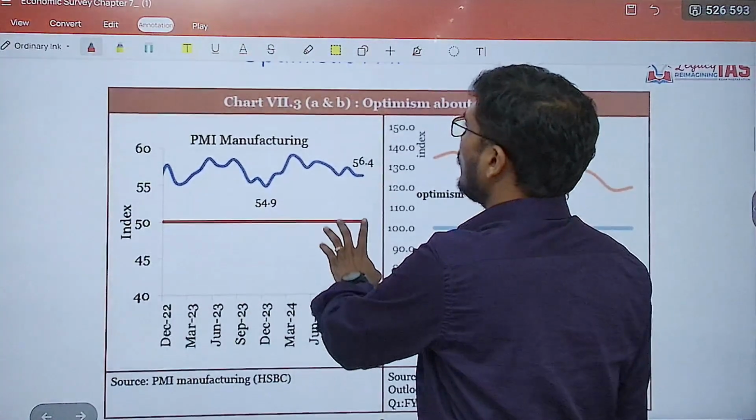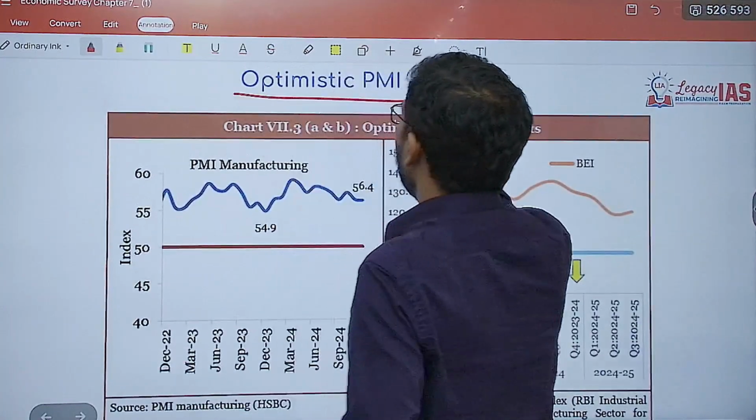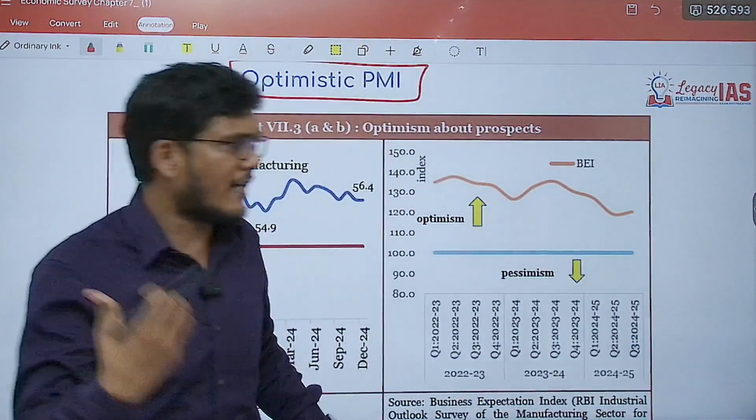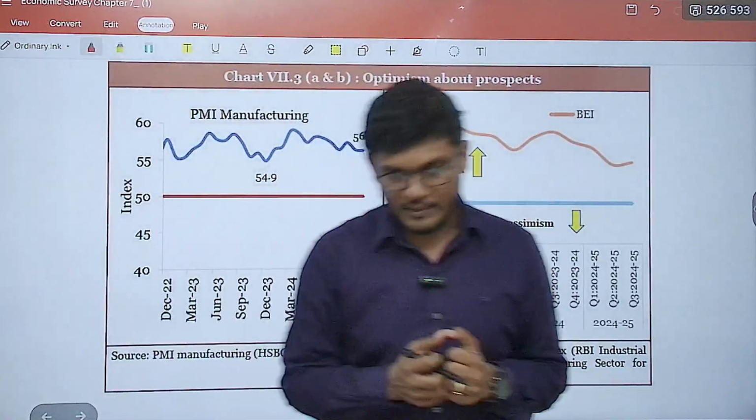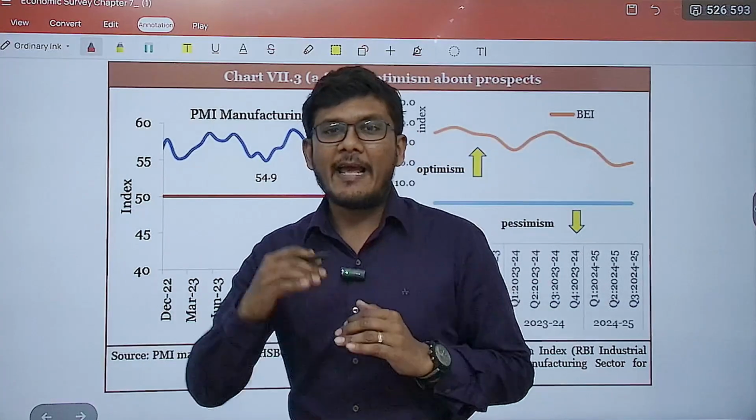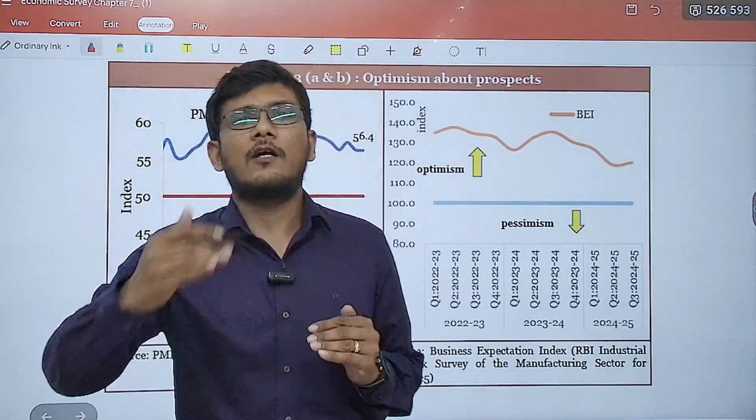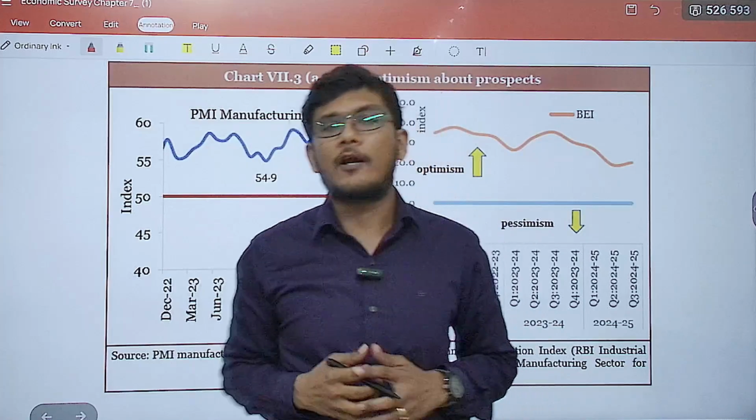Now, coming on to the optimistic PMI, that is Purchasing Managers Index. What is this optimism all about? What is Purchasing Managers Index? Purchasing Manager Index anticipates what the coming months or quarters are going to be like.